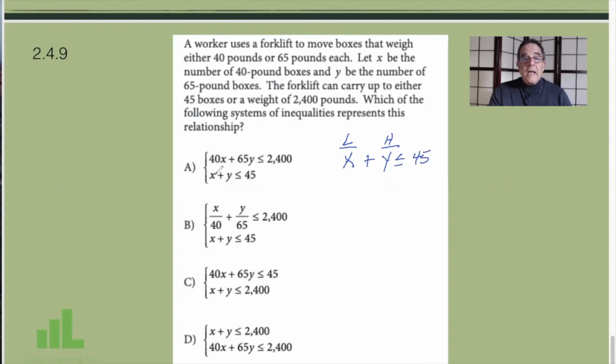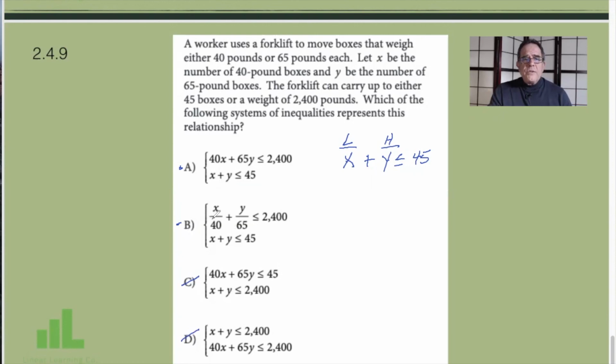Now let's stop right there and eliminate what we can. Let's look at A. X plus Y less than or equal to 45. Yep, A stays. How about B? Yes, B stays. But how about C? X plus Y? No, that's no good. And how about D? X plus Y less than or equal to? No, that's no good either. So we're left with A and B.